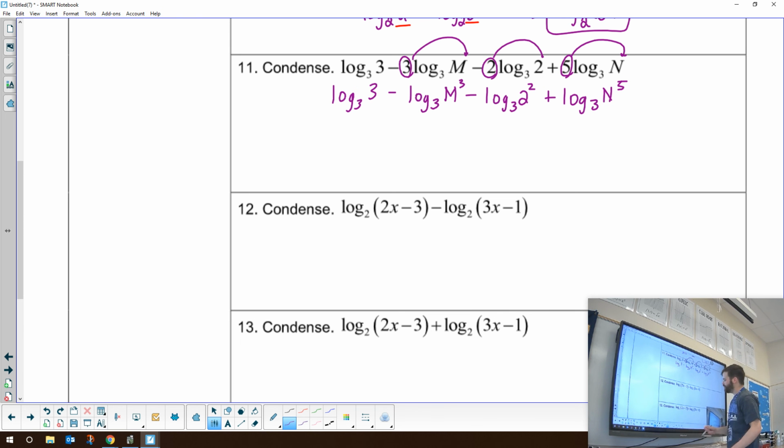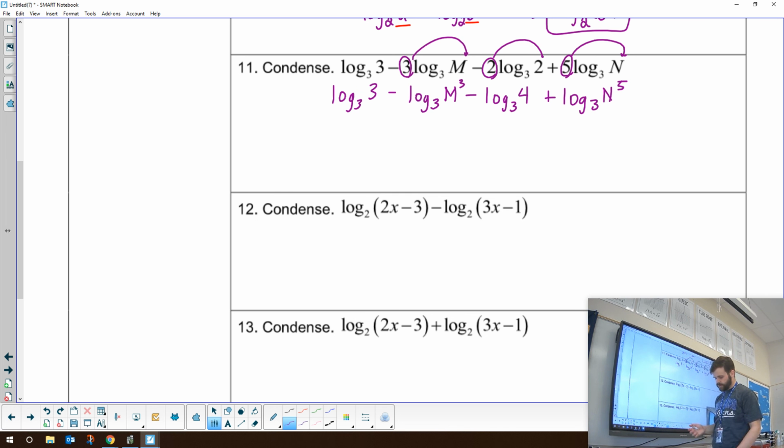And now I can just rewrite this. But guys, before I move on, we don't want to just leave this as a 2 squared. Let's change it and make it a 4. If you leave it as 2 squared, it's not wrong. It just makes me think that you don't know what 2 squared is. So change it.